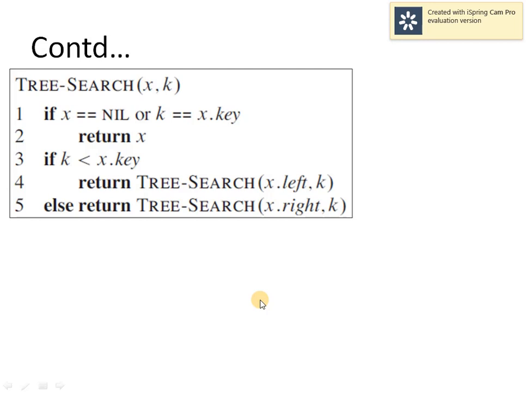So here is the recursive procedure in order to perform a search operation in binary search tree. The procedure name is tree search and it accepts two input arguments. First one is x, which is nothing but a node, and another one is the value we are searching for, stored in variable k. In either case, successful or unsuccessful, this procedure is going to return a node of the binary search tree.